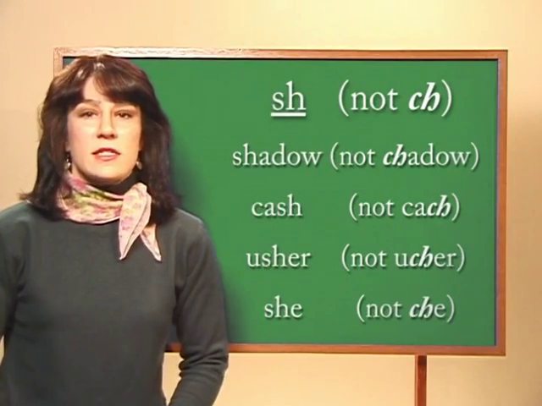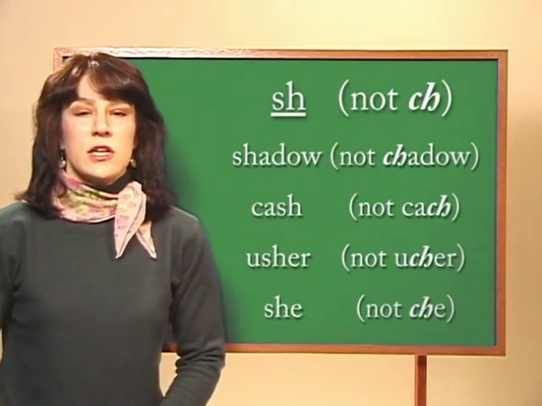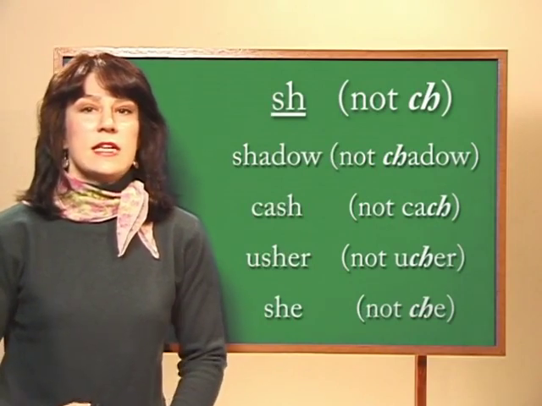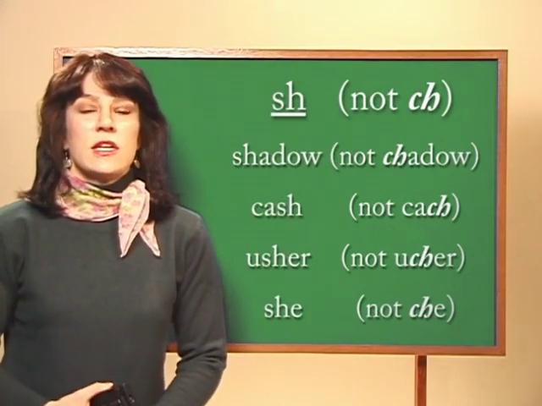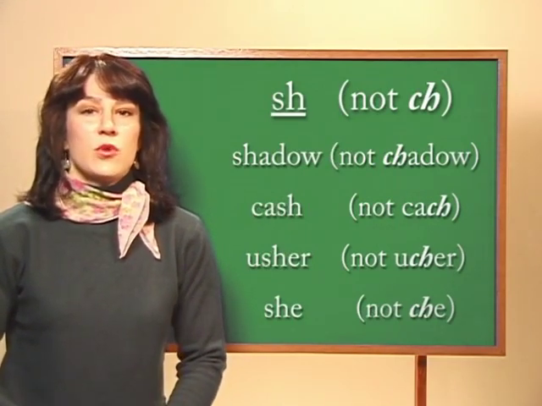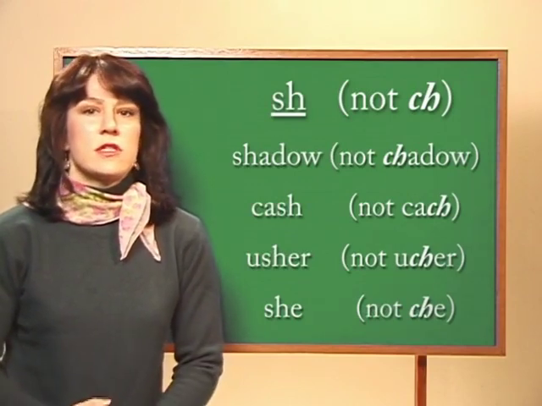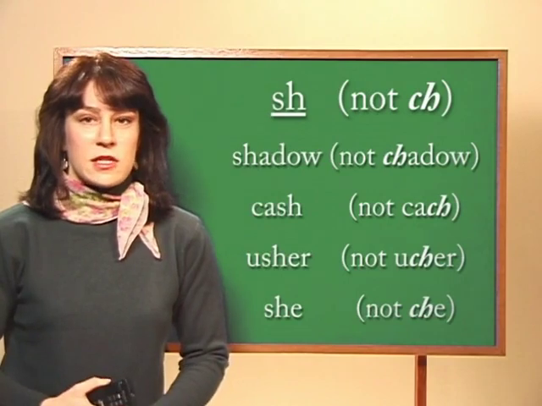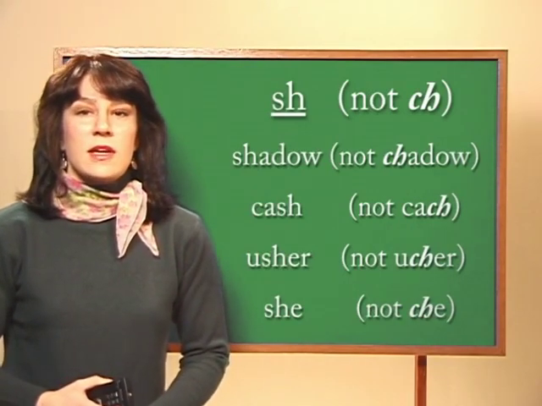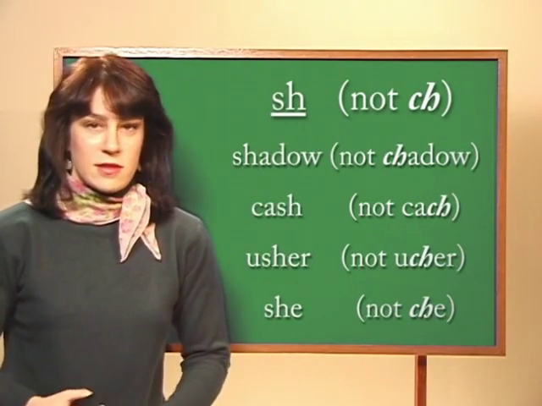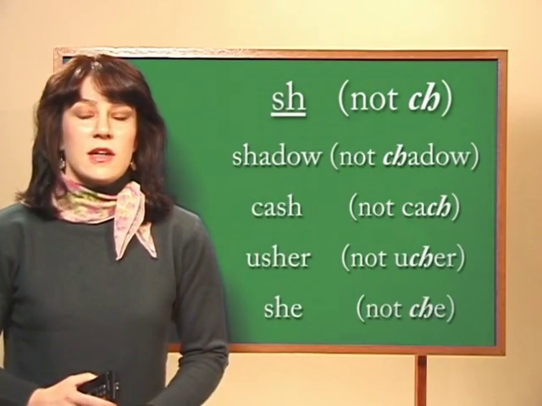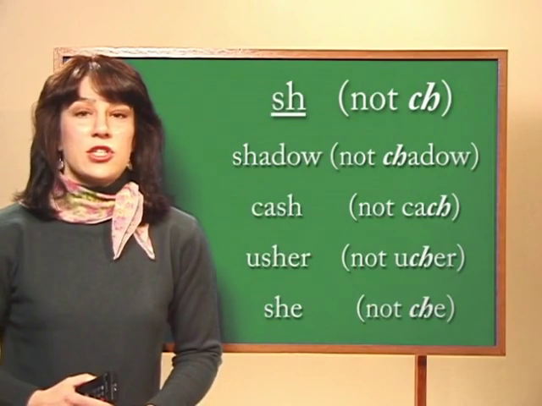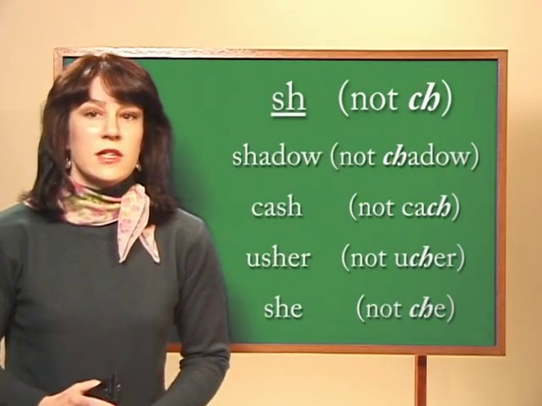There is no SH sound, shh, in Spanish. So Spanish speakers will often say this like a CH, ch. Listen to the following SH words and how they're mispronounced in Spanish. Shadow is often said as chado. Cash, not cach. Usher, not utcher. And she, not chi.